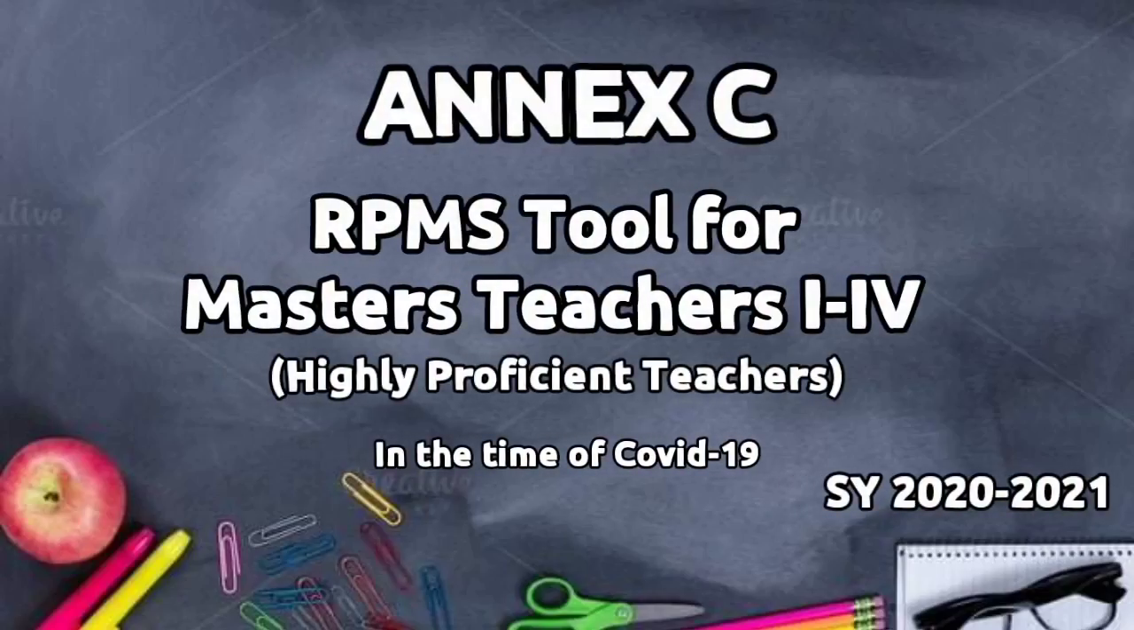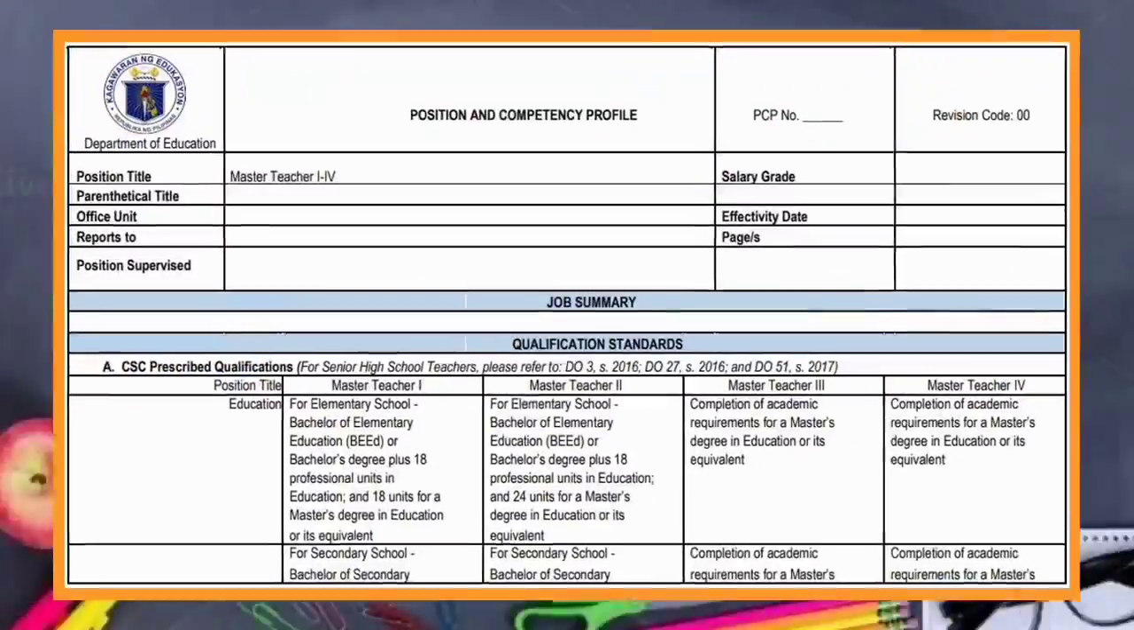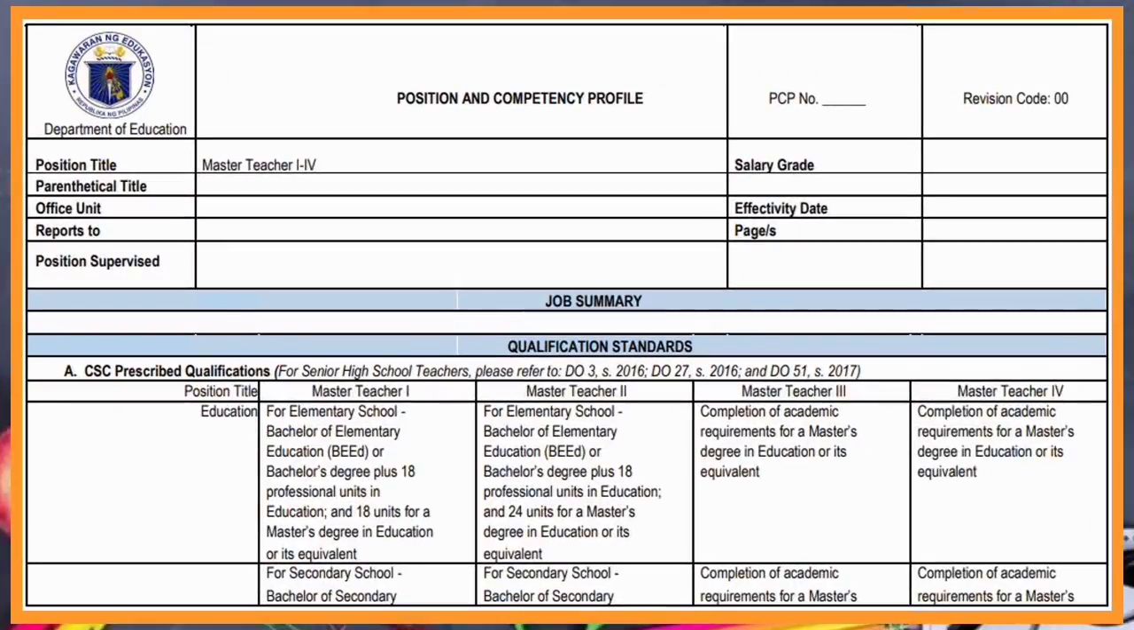Ang Annex C ng Guidelines on the Implementation of the Results-Based Performance Management System for the School Year 2020 to 2021 at ito ang RPMS tool for the Master Teachers 1 to 4 or Highly Proficient Teachers in the time of COVID-19. Una pong gagawin ay i-fill up ni Master Teacher ang position and competency profile, ang job summary, at ang mga qualification standards niya.